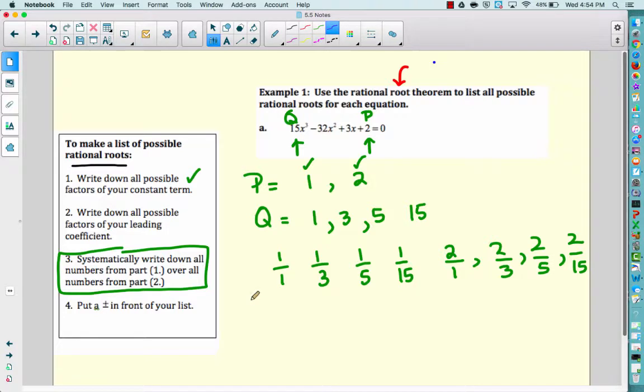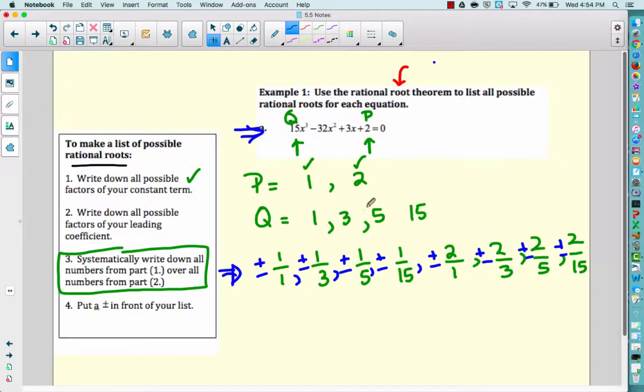Then I need to consider both the positive and negative values, so I'm going to put a plus/minus in front of every one of them. Okay, so this is all the possible roots to this polynomial. Well, that's a lot. I hope you're saying that to yourself, because it is. It's a lot. So now you have to look at them and decide which would be the smartest ones to choose, or the easiest ones to choose and to check.